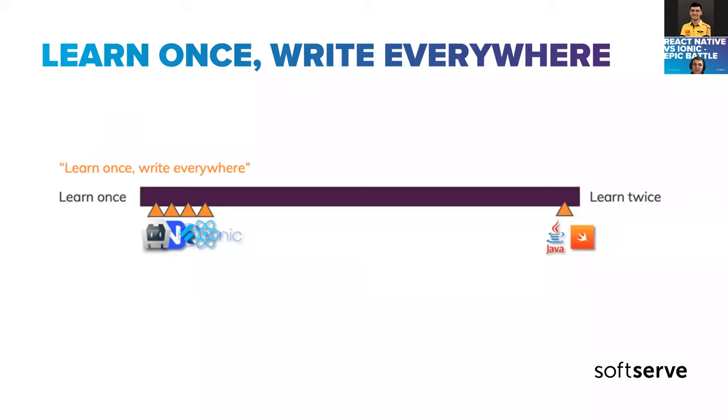Regarding also the learn once metric, this is a bit different from write once, because we're talking mostly about the humans here. Can we leverage our knowledge and run the same concepts? As you can see from that perspective, React and React Native are quite similar, because they use the same concept. Tools are a bit different, but the framework and the libraries are pretty much the same. So you can learn them once and use them everywhere.